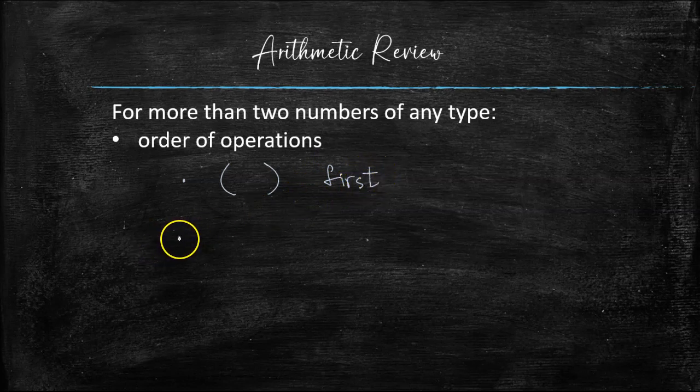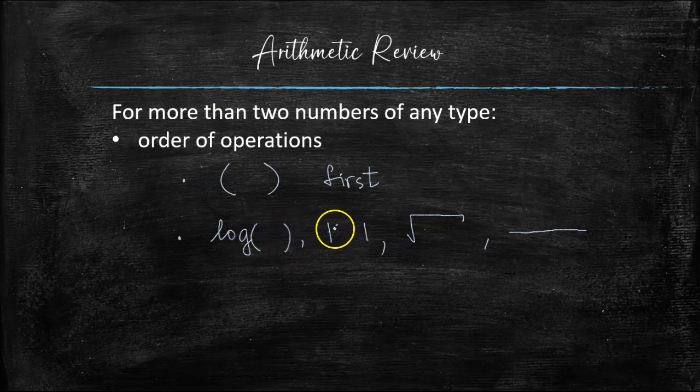Now, when you have logarithms, absolute value, radicals or long division bars, you have to treat them as if there are parentheses inside, right here. And for the division bar, you have to treat it as if there are parentheses at the top and the bottom, and you always have to treat those first.